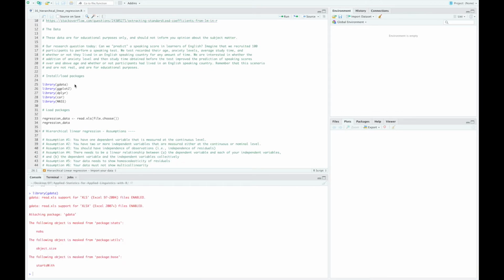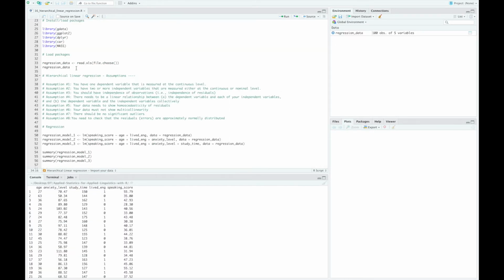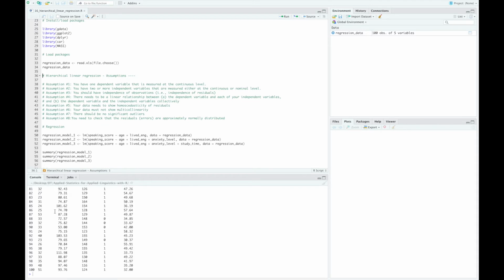First, we'll load some packages that we'll use today. And then we'll load our data, and we'll take a look at our data. As you can see, here are our variables. We have age, anxiety level before the test, study time in minutes. Lived in an English-speaking country is coded as 1 and 0. So 1 means yes, the person has lived in an English-speaking country, and 0 means no, that they have not prior to taking the test. And here's our speaking score.